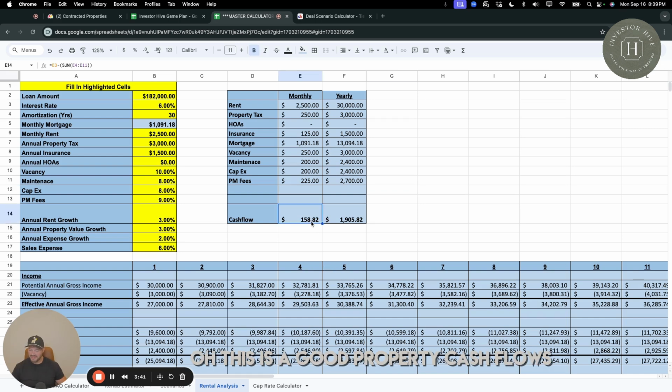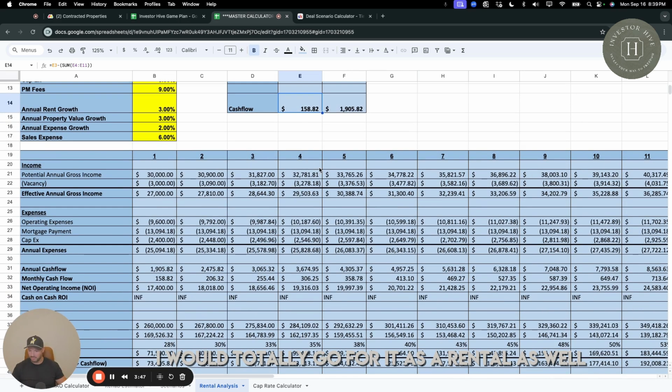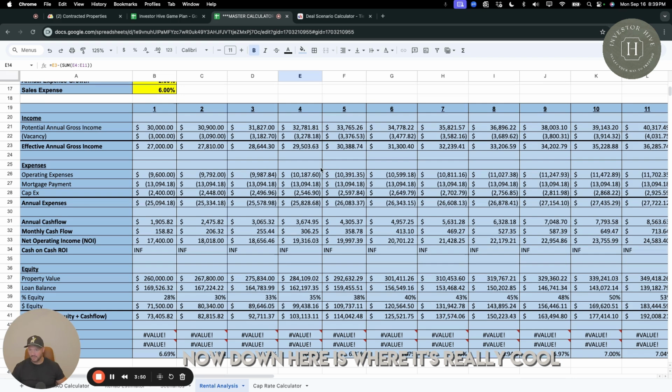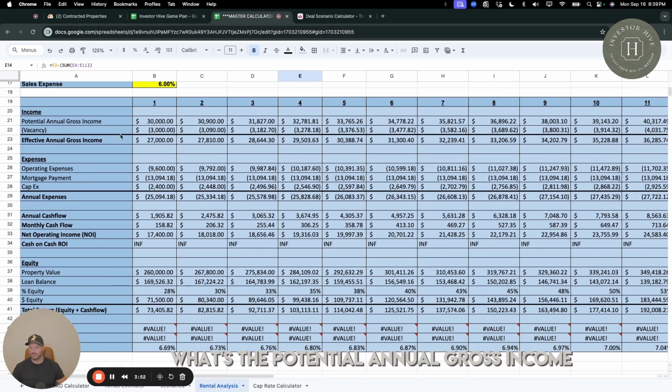So, oh, this is a good property. It cash flows $158 a month. We talked about it as a newer build. I would totally go for it as a rental as well. Now down here is where it's really cool. And you can look at this and go, what's the potential annual gross income?